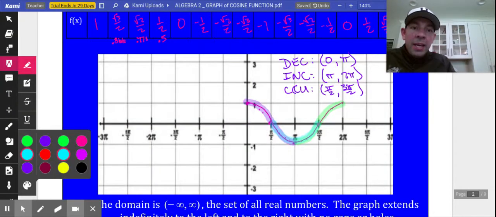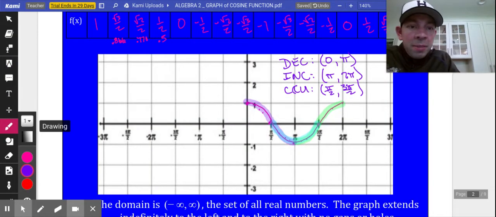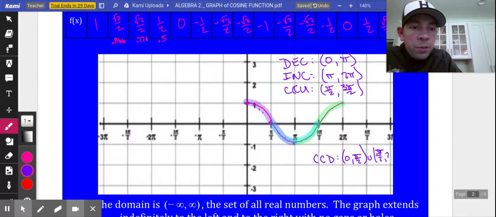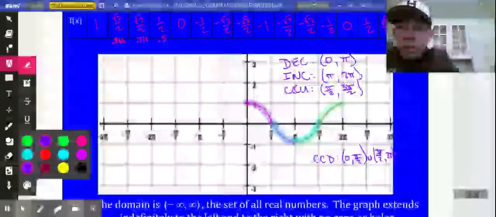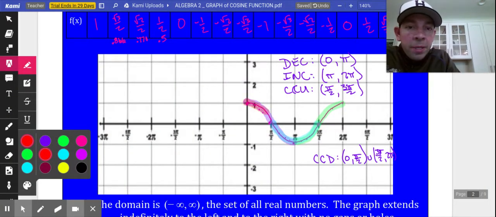All right. And then the opposite of being concave up is to be concave down, and I'll abbreviate that CCD. That's first the interval from 0 to pi over 2, which is kind of half of a frown. And then the second interval would be from 3 pi over 2 to 2 pi, the second half of a frown. So thinking of it in terms of a frown, we're concave down from here to here, and then again from here to here.